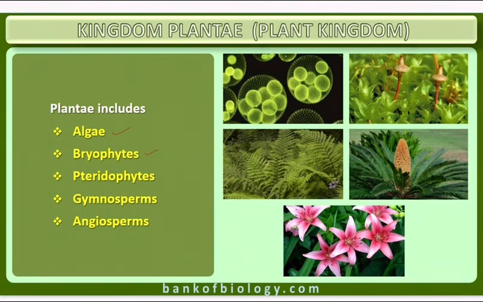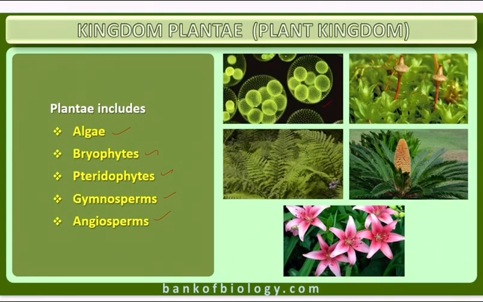Moving ahead, kingdom Plantae includes the following groups of plants: algae, bryophytes, pteridophytes, gymnosperms, and angiosperms. About these groups we will be discussing in detail in our next chapter, but in this chapter we will be knowing about what exactly this is in a superficial way. So algae, bryophytes, pteridophytes, gymnosperms, and angiosperms.